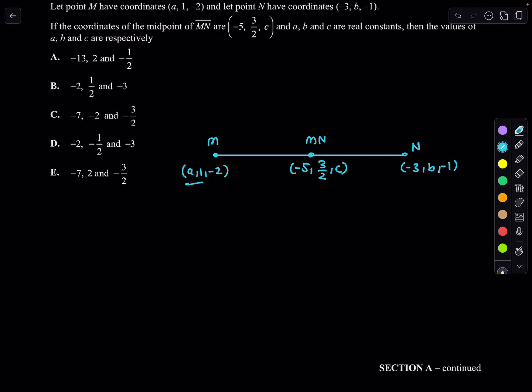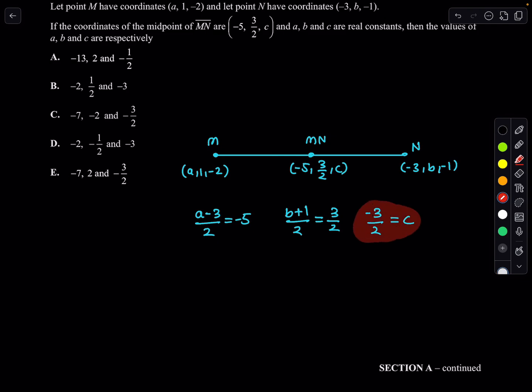So let's add the x values. A plus -3, which is A minus 3, and of course, don't forget to divide it by 2. That should equal the midpoint of the x value, which is -5 in our case. So equate that to -5. That's one of our equations. Do that for the y value. So 1 plus b, in other words, b plus 1, divided by 2, is equal to your 3 on 2, your y value here. Same case for the other one. -2 plus -1, which is -3, divided by 2 is actually just equal to your c. So we already got our c value. Look how easy that was. Your c value is over here. So which one has that c value?